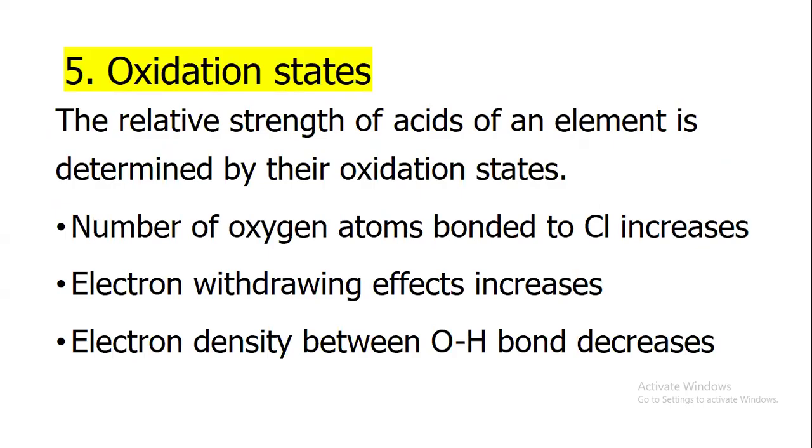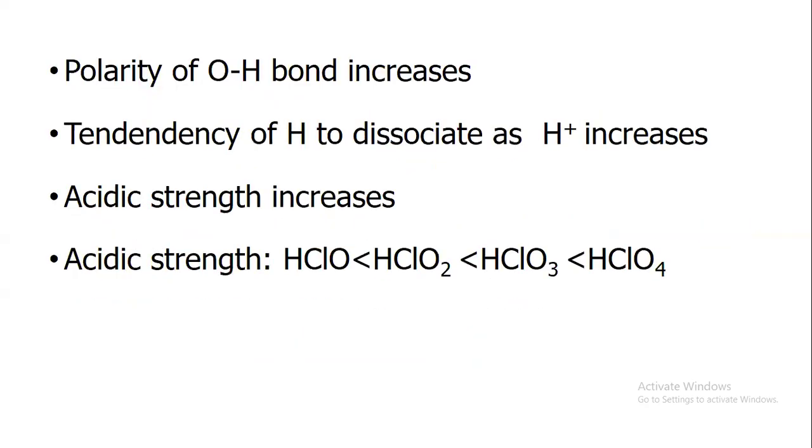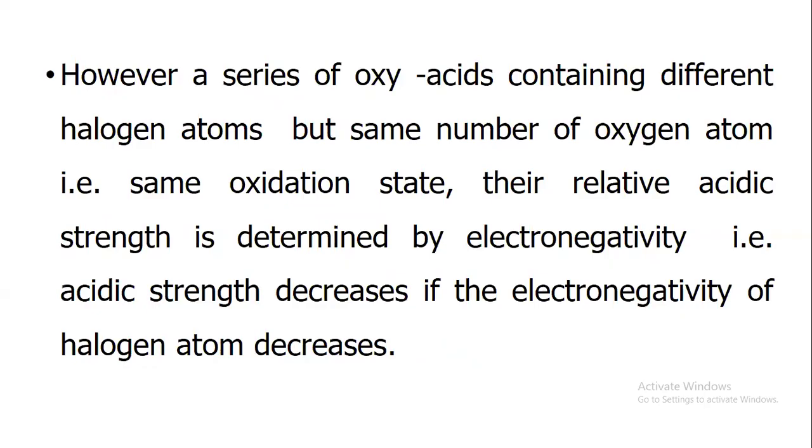Oxidation state: the relative strength of oxyacids of an element is determined by their oxidation states. As the number of oxygen atoms bonded to chlorine increases, the electron withdrawing effect increases. Electron density in the oxygen-hydrogen bond decreases, the polarity of the oxygen-hydrogen bond increases, and the tendency of hydrogen to dissociate as H plus ion increases. Acidic strength increases. So acidic strength is in this order.